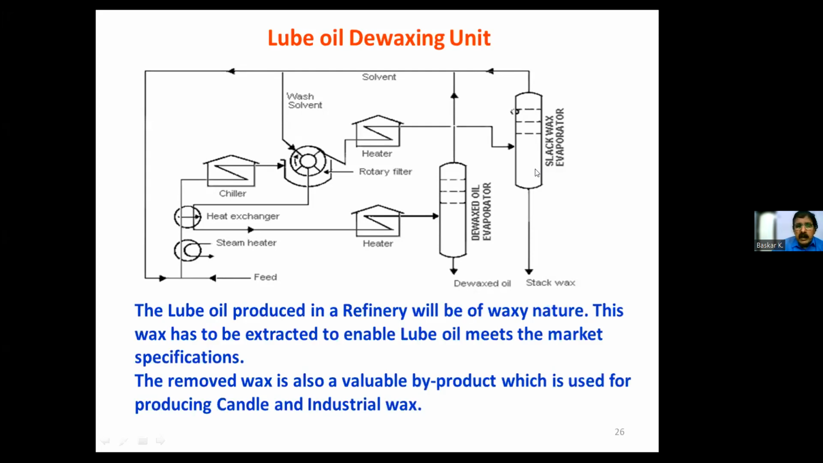The lube oil production in a refinery will be very waxy in nature. This wax has to be extracted to enable the lube oil to meet the product specification. And the removed wax is also a byproduct, which is used for producing candles and industrial wax. The wax coating on papers and all, that also is from slack wax.